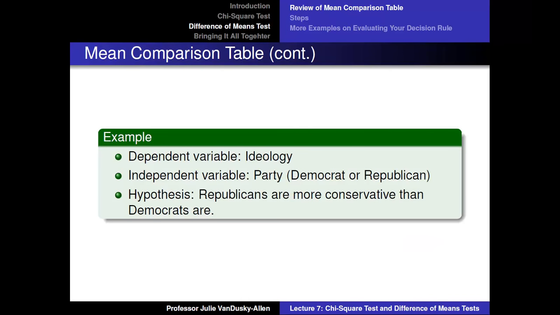For example, imagine you wanted to conduct a study on variations in ideology. In this study, ideology would be your dependent variable. Imagine you believe that party identification influences ideology. Party would be your independent variable. You believe that Republicans are more conservative than Democrats are. Party, Republican versus Democrat, influences ideology.